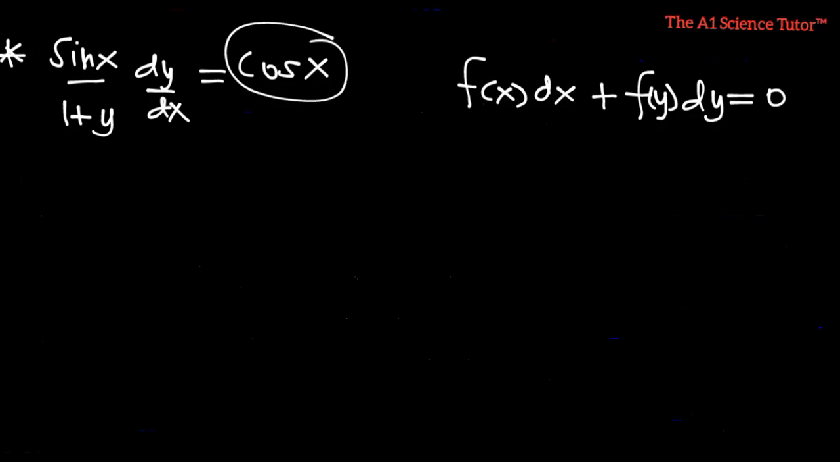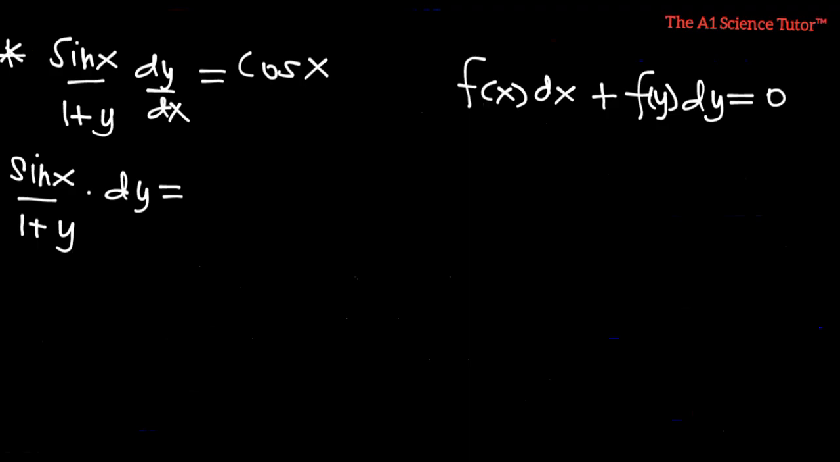Now we already have cosine x here, and I would actually not bother myself bringing cosine x to the left hand side. I will just leave it here for now. So I need to take this to the other side and take dx to the other side. So first off, let me use this and multiply to this side. So this will be sine x over 1 plus y multiplied by dy. This would give us a cos x dx.